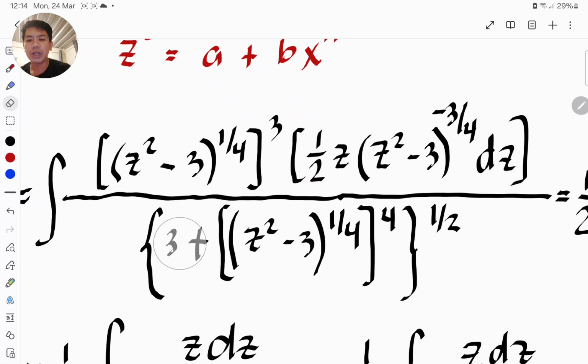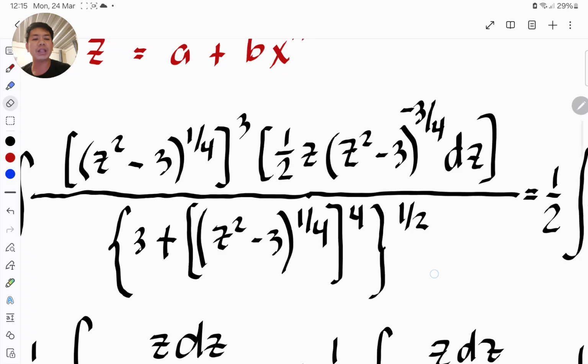And then, all over, yung nasa baba natin, denominator dito is 3, plus yung value ng x, which is z squared minus 3, which is raised to 4. And yung x natin dito, class, is naka-raise siya sa 4. Sorry, raised to 1/4 ito. So, yung x natin dito is naka-raise siya sa 4. And, itong buong denominator natin, class, is naka-raise pa siya sa 1/2.